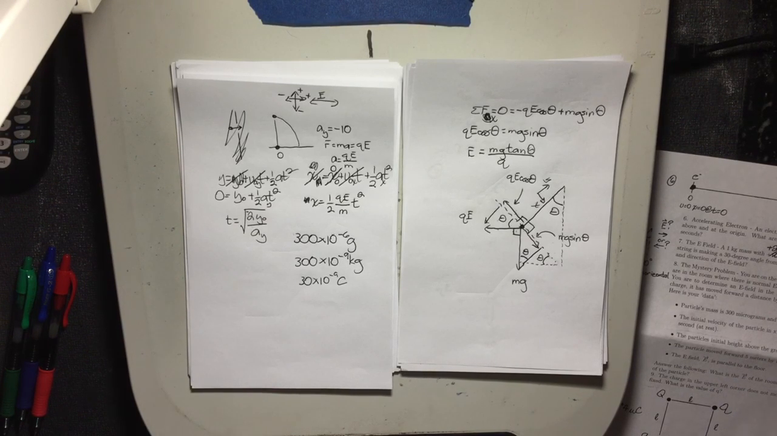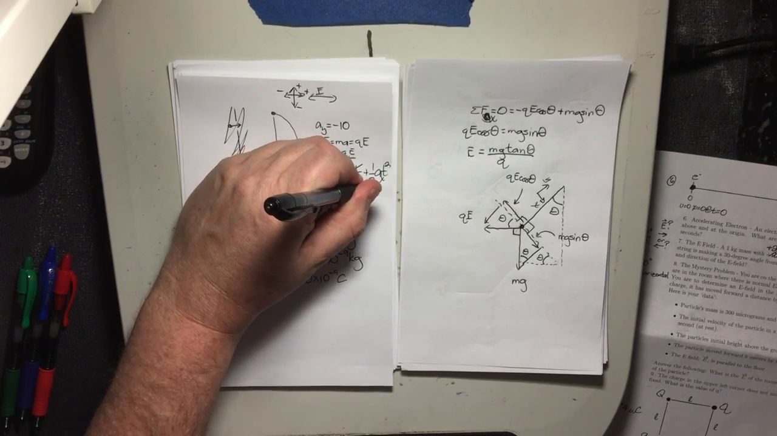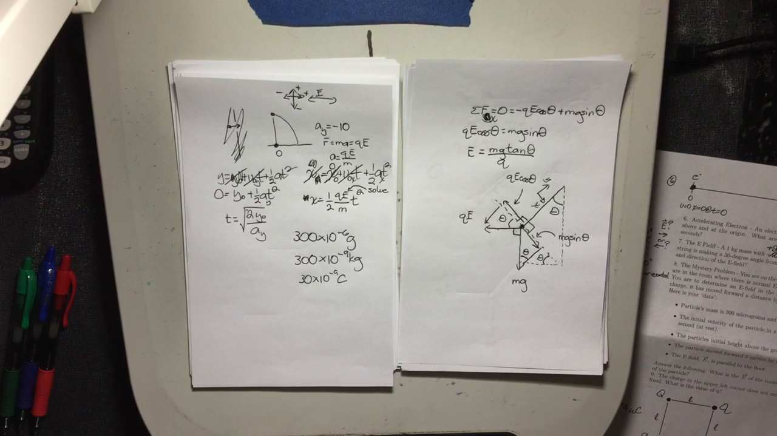Initial velocity is 0. The particle above the ground is 1.4, so 1.4 is y naught. X is 5. I'm looking for E. So all you have to do is manipulate that and solve for E. Common algebra. And that's it. That's number 8.